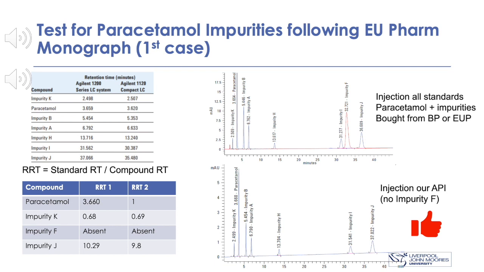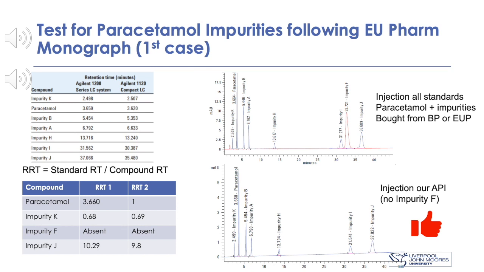When you look at the chromatograms, in the upper chromatogram, we have injected all the standards, which means the paracetamol certified standard from the Pharmacopoeia, plus all the impurities certified by the Pharmacopoeia and bought from them. This is, as I told you, quite expensive material. Below you'll find the chromatogram of our API. And surprise, we find all the impurities, but impurity F. Impurity F is not present in our API.